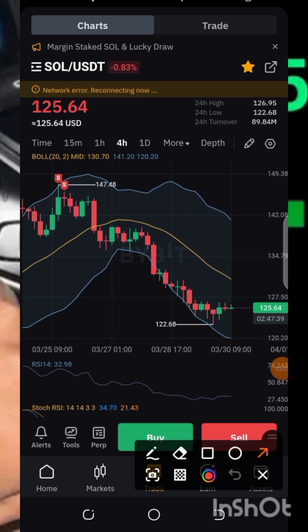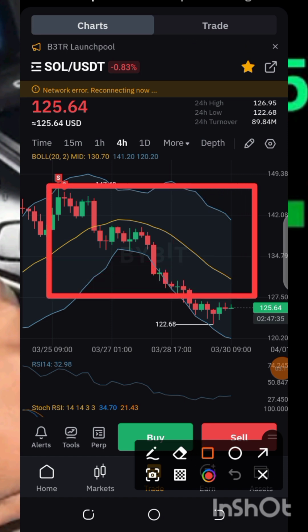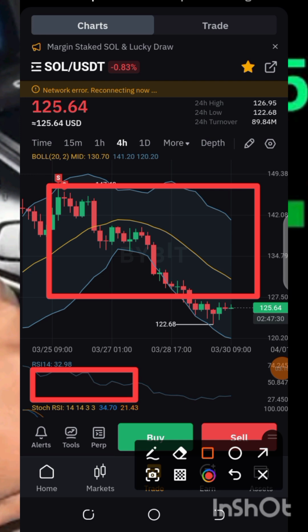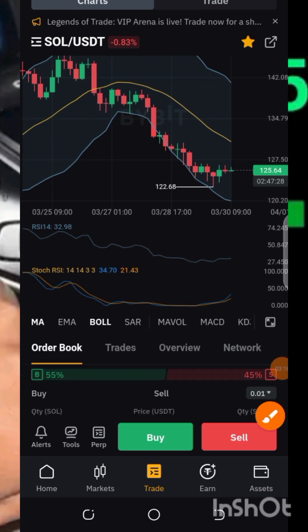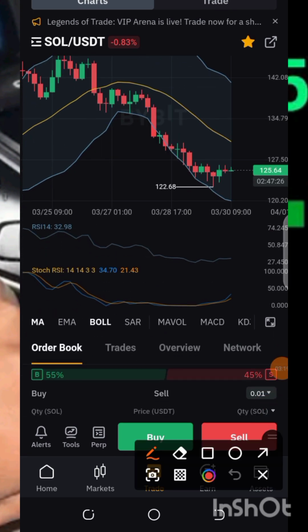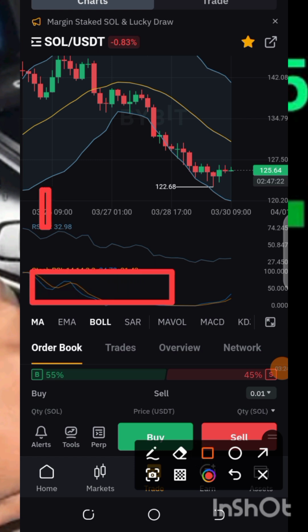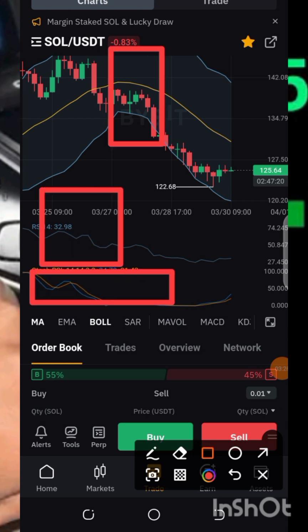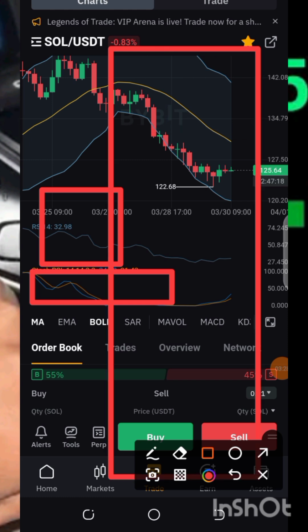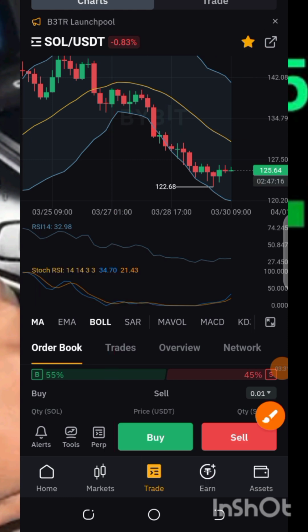So if you have done that, this is what you will see. You will see all these things. You see all these three lines, and this one, and the last one, which is this particular one. You see this stochastic, and you see this and this particular one. These are the three things you will see.